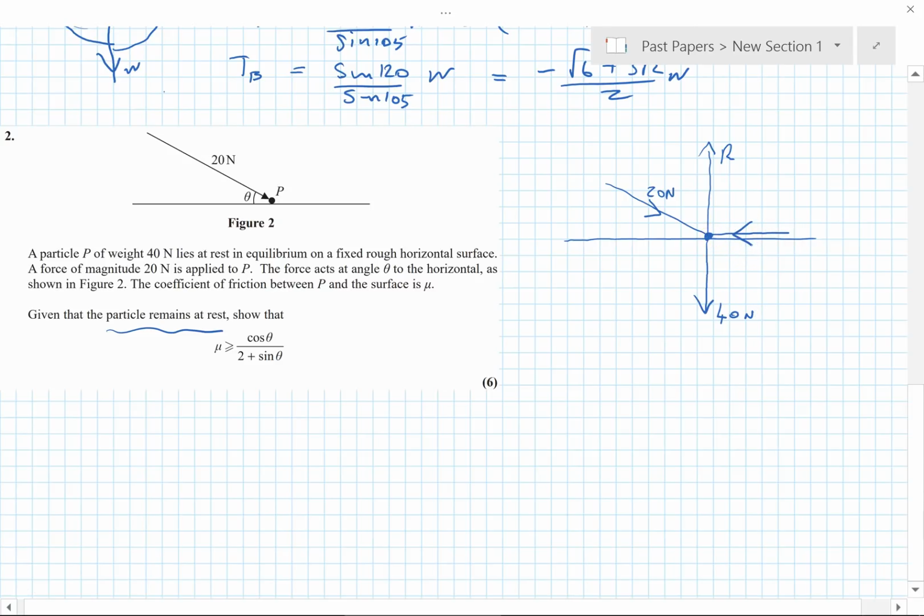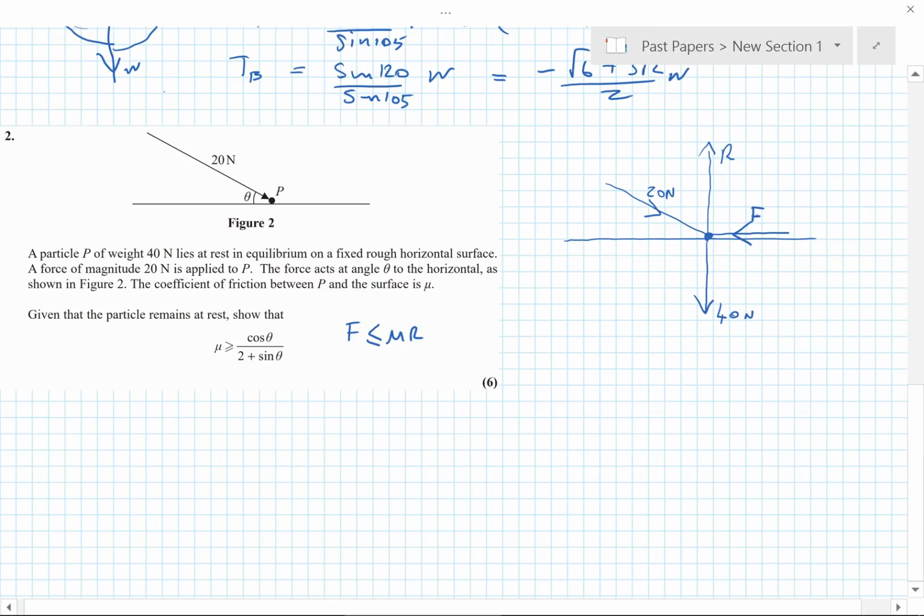I'm not going to call it mu R at this stage, because F is not equal to mu R. We're not told it's in limiting equilibrium. We're going to be using the general relation between F and mu R, which is F is less than or equal to mu R. Remember, F is only equal to mu R if it's moving or on the point of moving. It doesn't talk about that here. It just says it's at rest, it's in equilibrium. I'm going to mark that as F.